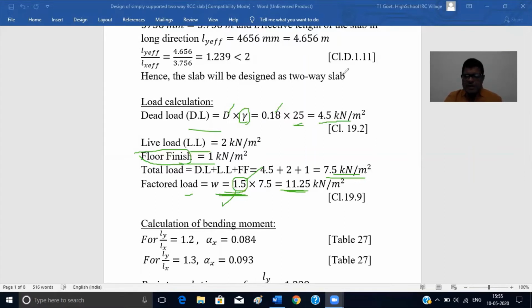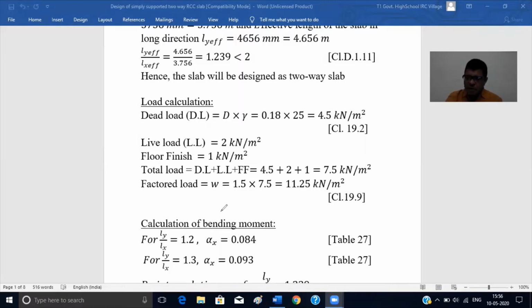Now let us go for this calculation part. That is, first we have to calculate design for flexure, so calculate bending moment. Now in case of the restrained slab, we have seen earlier that there is Table number 26. So you can open Table 26 in the IS code, where there are 9 conditions. That is the condition of the edges of the slab. But in case of a simply supported slab, there is no condition.